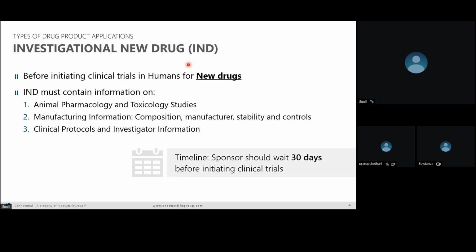Sir, one general question. What if a molecule came under phase two and then it proved that it's not working? What about the money? Is the money burden only on the investor or on the government, because some funds they would get? What is that scenario, sir?